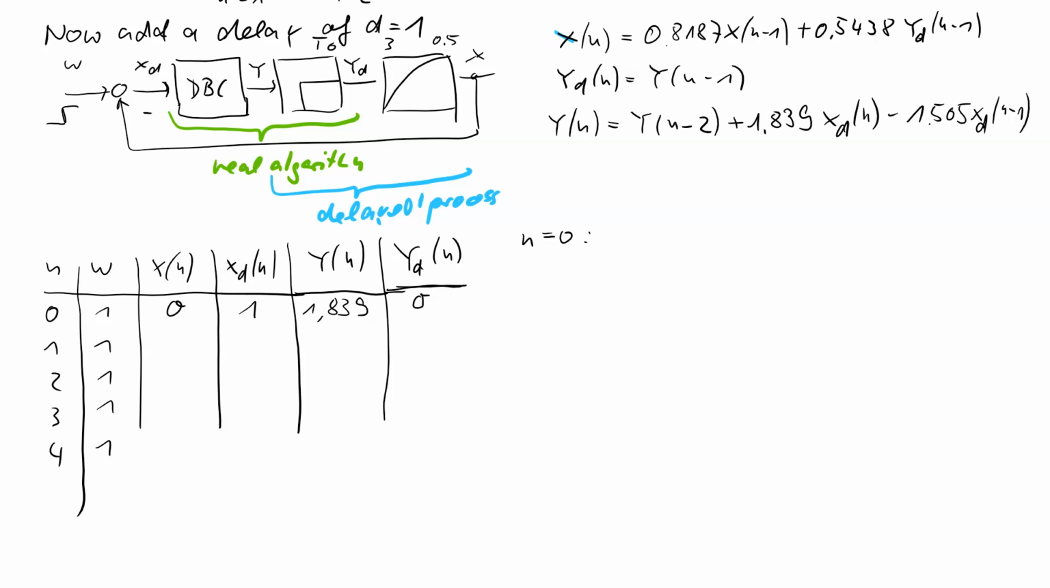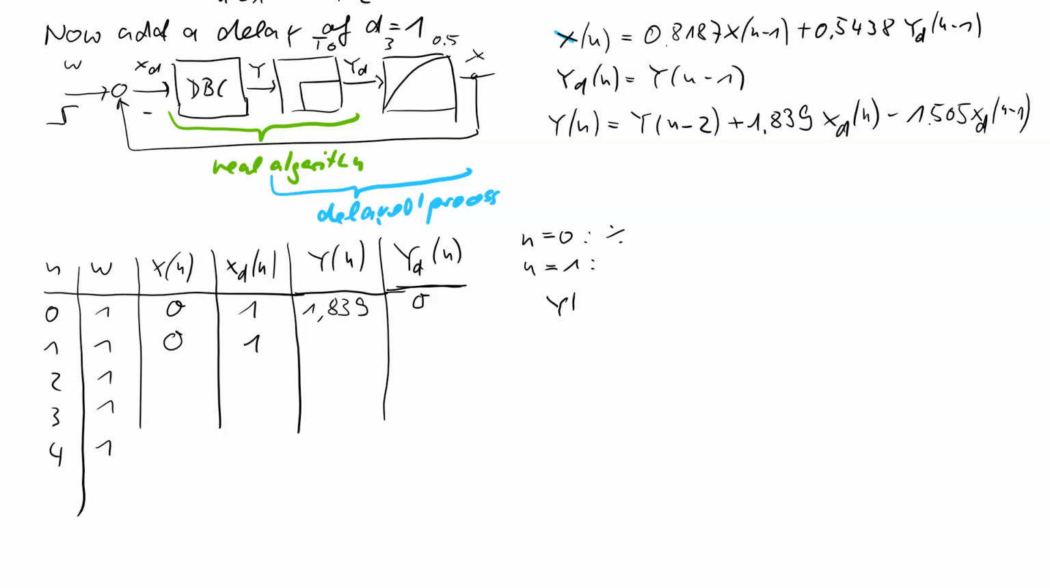So the first line is without any calculation, so let's just go to situation 1 sampling time later. The desired value is still 1. You see yd is now the input of my process. If this is 0, then of course the output cannot change, so x1 is again 0. xd stays at 1, unchanged, and now we calculate y of n.